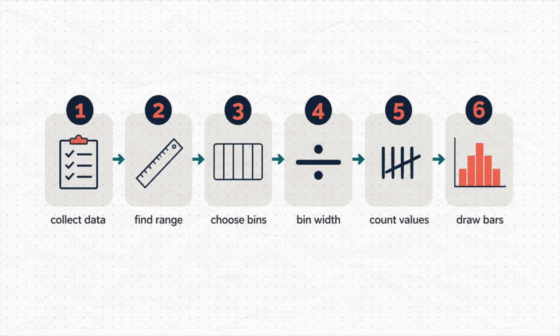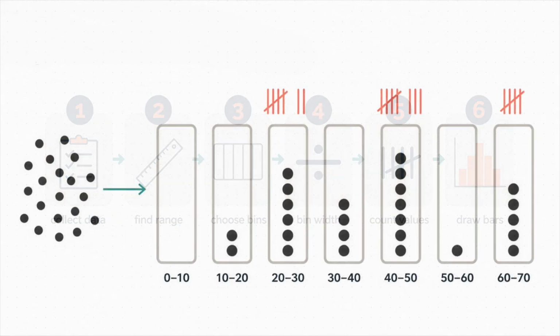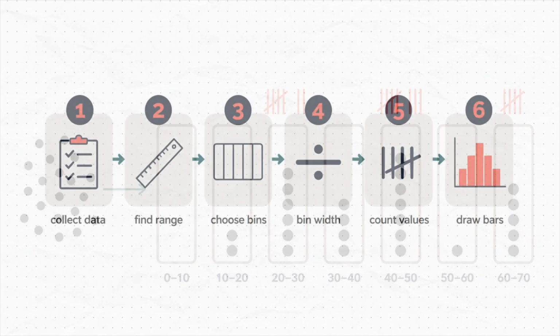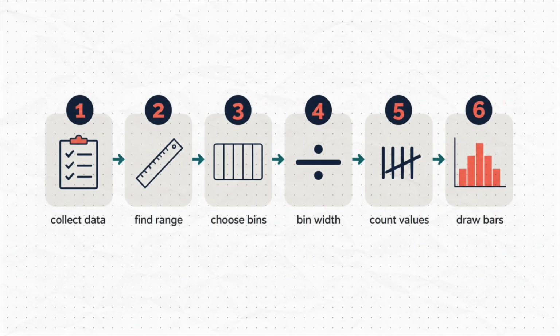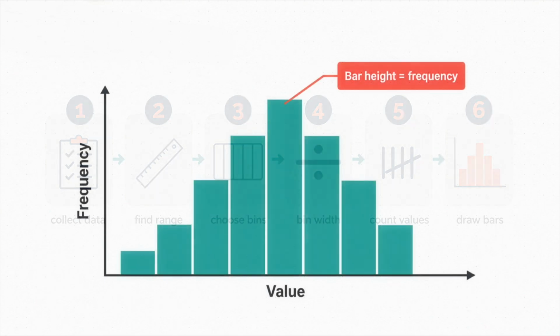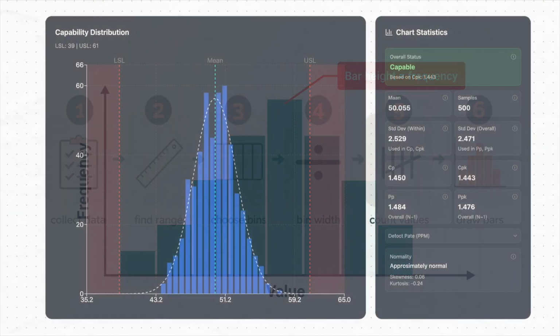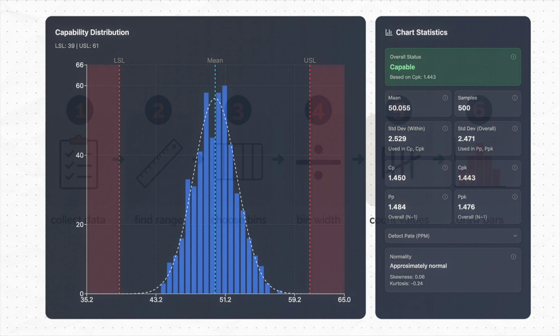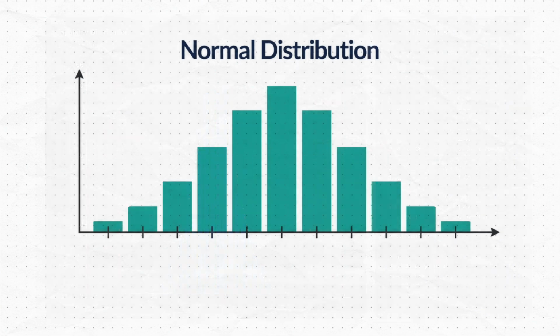Step 5. Count how many values fall into each bin. And step 6, draw the bars. That is it. The height of each bar shows the frequency for that range. In practice, you will almost never do this by hand. Software builds the histogram for you in seconds, and I will show you how later in this video. What matters is that you understand what the picture is telling you.